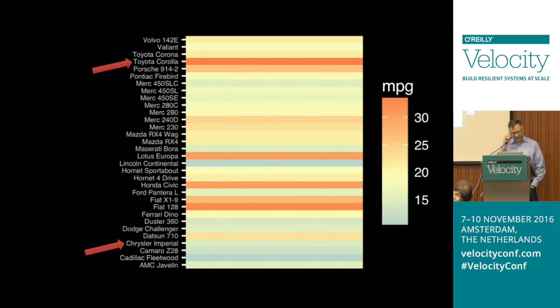What about ranking? Here's an easy one: the Toyota Corolla versus the Chrysler Imperial. Which has better fuel efficiency? Right? You can do that just with domain knowledge. You don't even need the chart. You can do that accurately, but it's slow because it requires a table lookup.